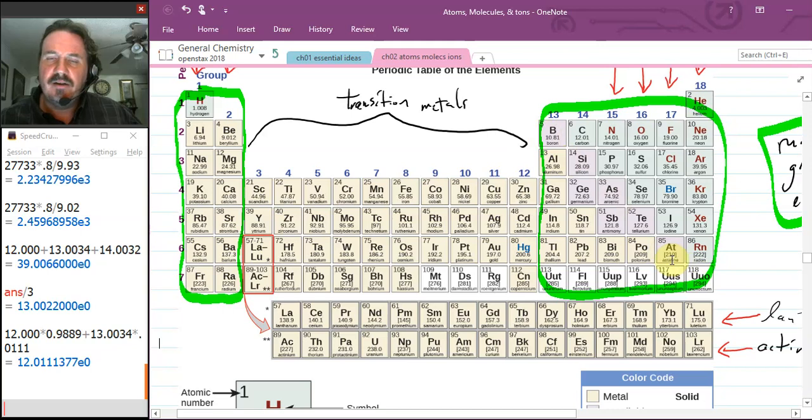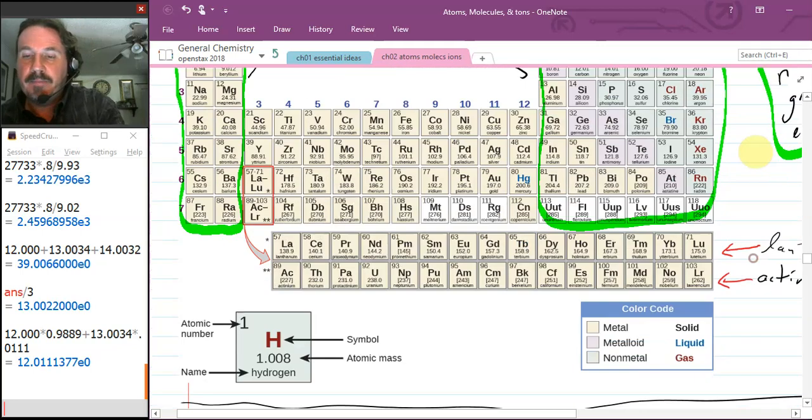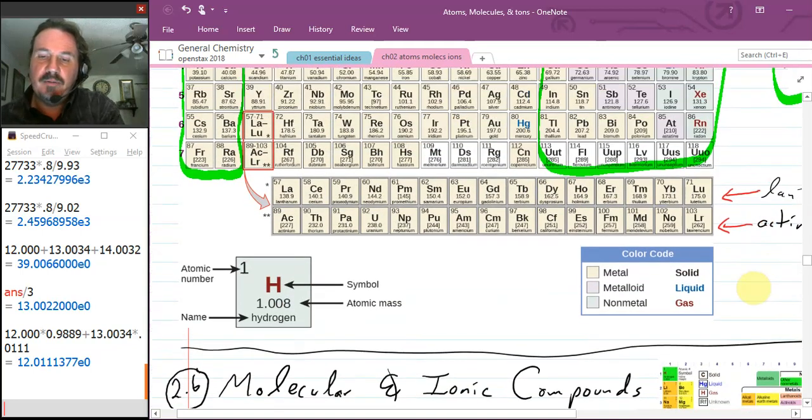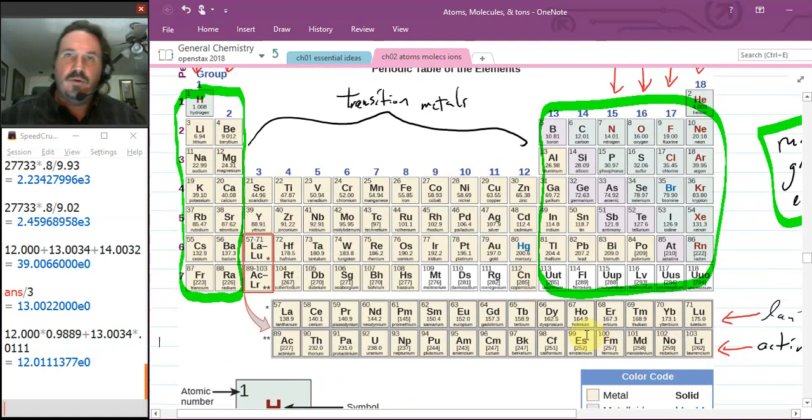So do understand and be able to classify, or at least look it up on a periodic table, what's a metal, what's a nonmetal, and what is a metalloid. Okay? And understand that the periodic table is arranged then by chemical properties.